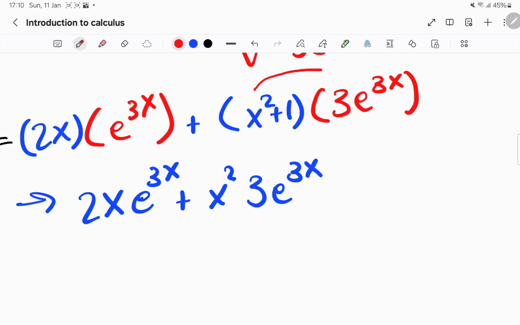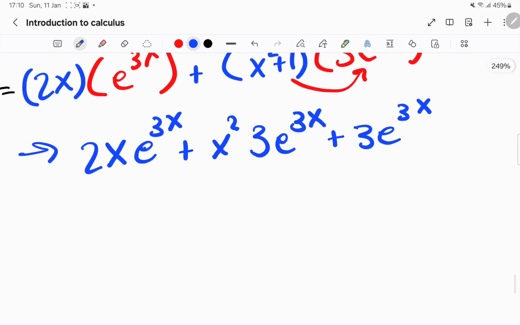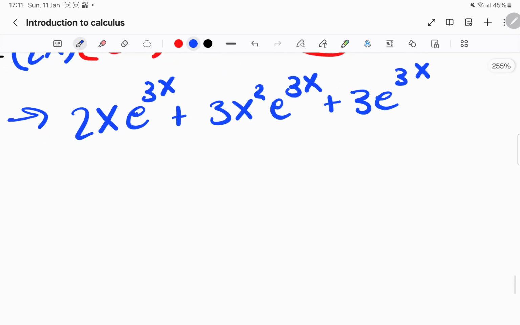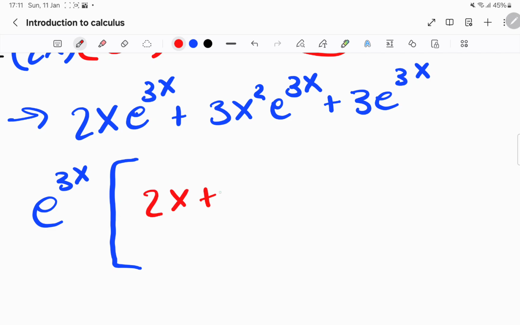Let me draw arrows so we don't get confused. Plus 3e to the 3x. Okay. Actually, no. I'm going to put the 3 in front. Now, we factor out e to 3x. Do that. Got 2x plus 3x squared plus 3. And that's our final answer.